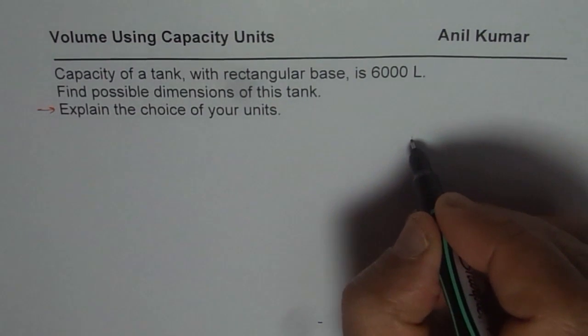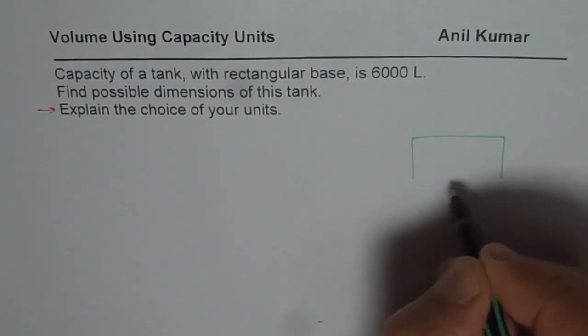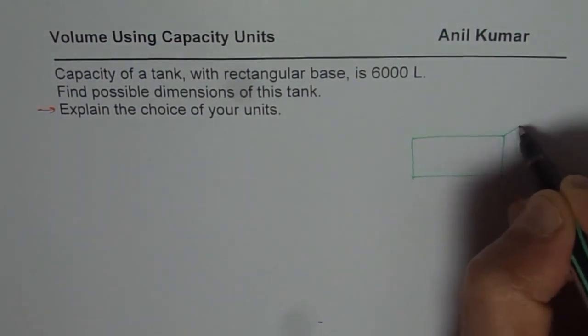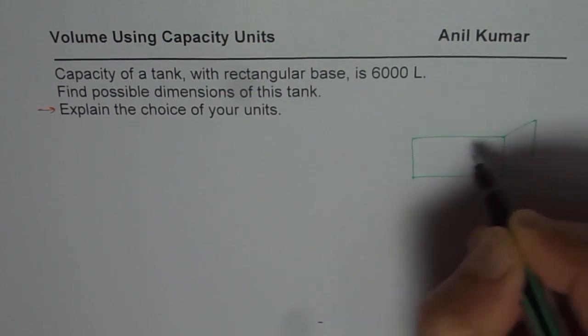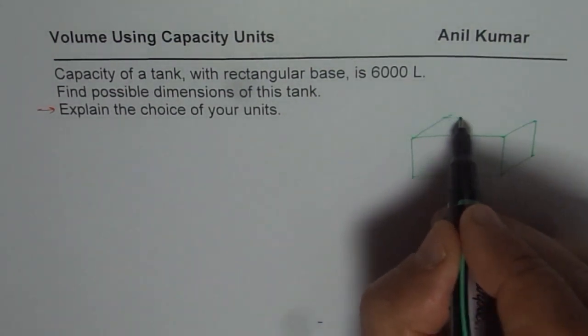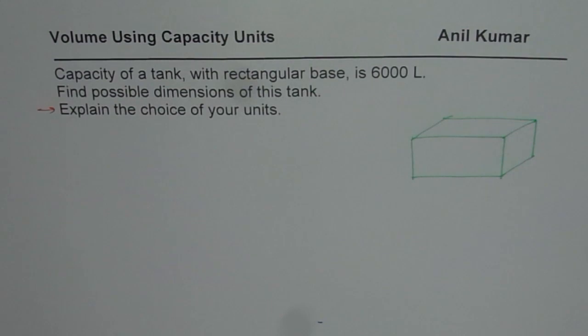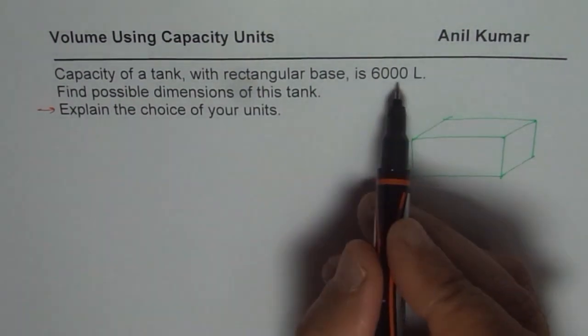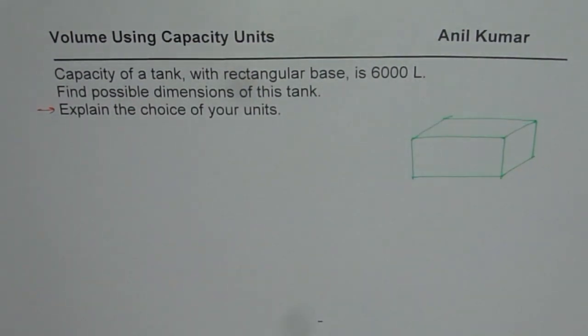tank? So what we are considering here is a rectangular base tank. So base is rectangular, means it is kind of like this, right? So that is how it is. That is the tank. So if we need 6,000 liters, then what should be the dimensions of this tank? So that's the question for you. You can pause the video, answer, and then look into my suggestions.